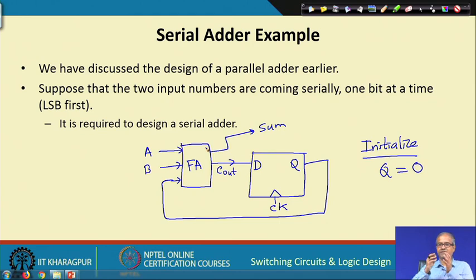So, you see the advantage of a serial adder is that you need so little hardware, you need only one full adder and one flip flop, but the drawback is that if you are adding two 16-bit numbers, you will require 16 clock pulses. So, it is very slow, serial.